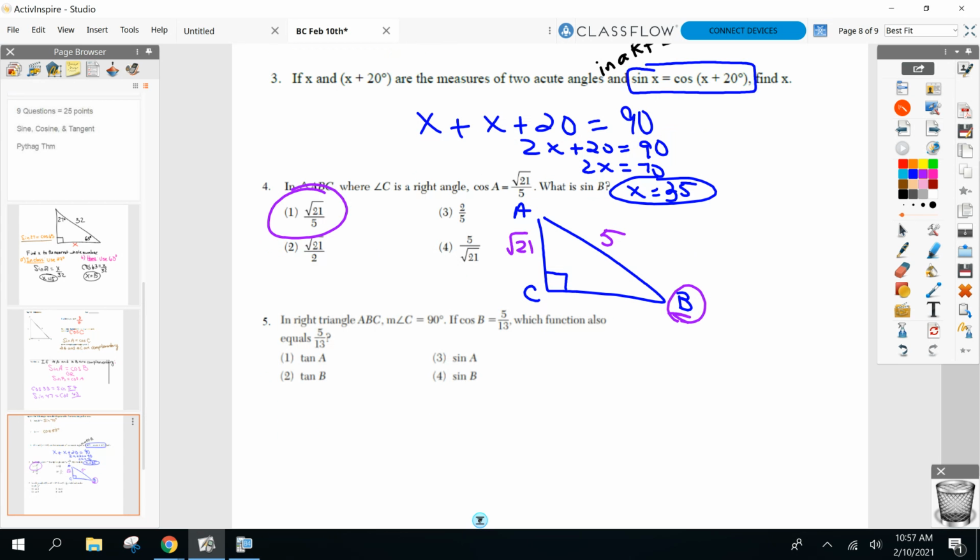All right, what about 5? Cosine of B is 5/13. What else should equal 5/13?